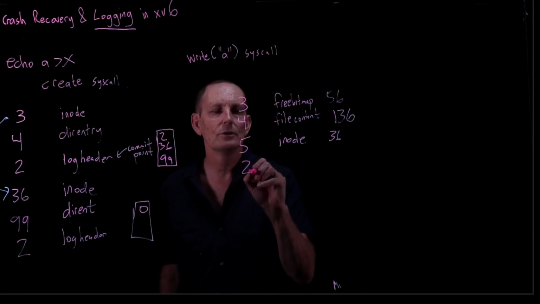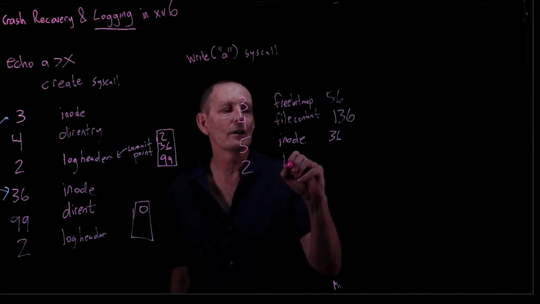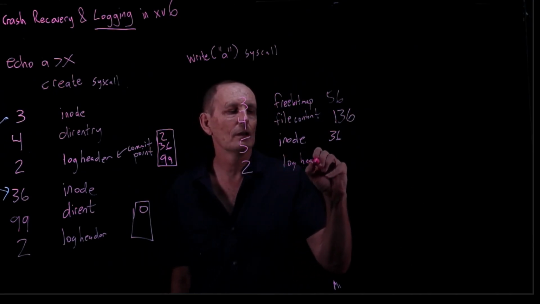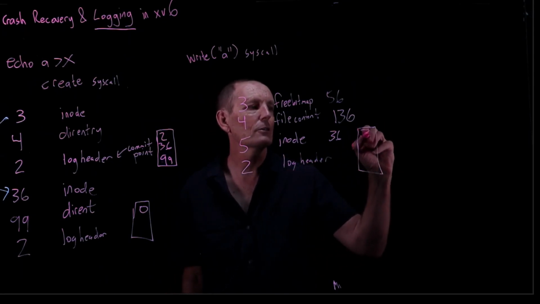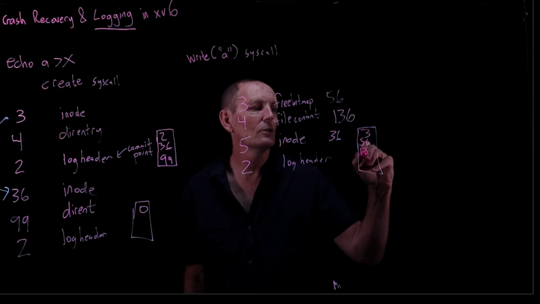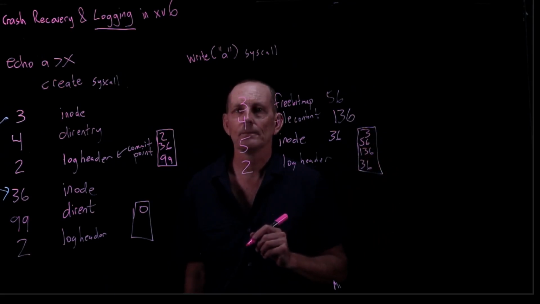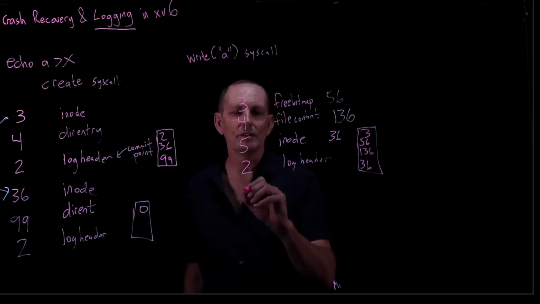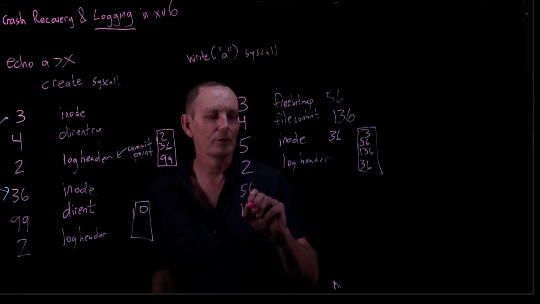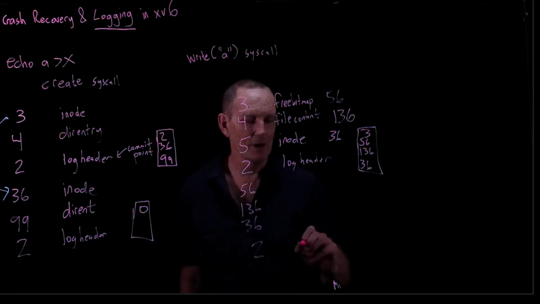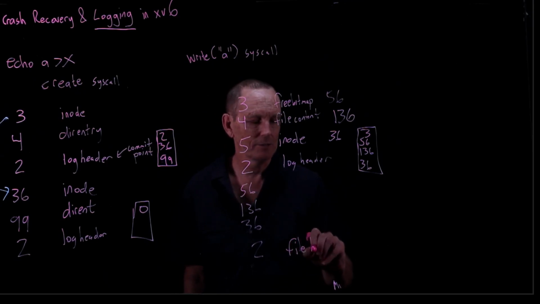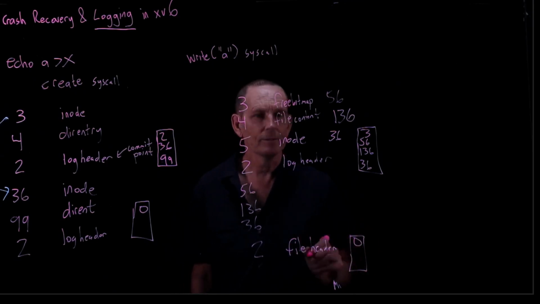Now we're going to write 2, and this is the log header. This, again, is the commit point. Our log header is going to look like 3, 56, 136, 36. At this point, we need to do the install. So we're going to write 56. We're going to write 136. We're going to write 36. And then we're going to go back and write 2, which is the log header, which will just have 0.